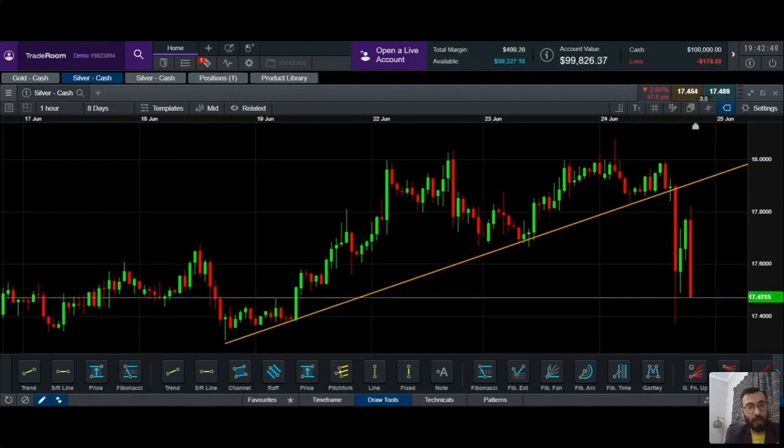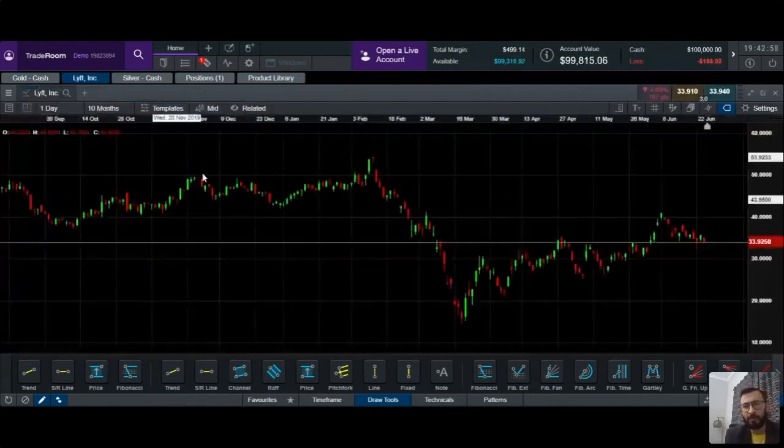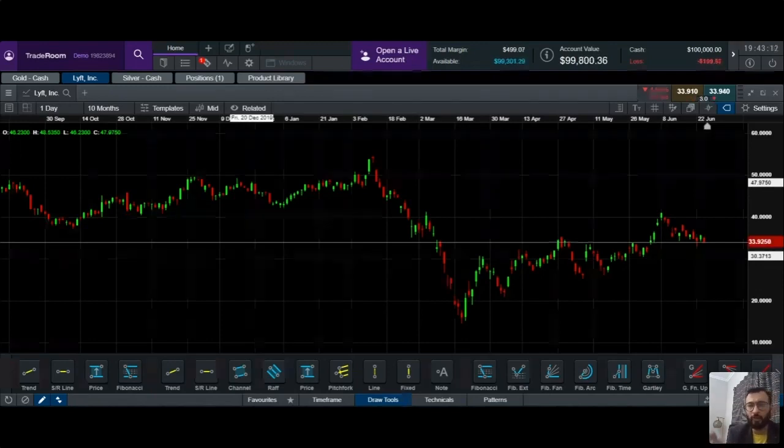See, this is silver. We're going to take another example of a stock as well, since we were talking about the stock. Let's take the example of Lyft. Everybody is, I'm sure, aware of Lyft. Lyft is like Uber. It is in the US. Now for Lyft, we are looking at a daily chart. When we talk about stocks, if you're looking at the daily chart just to identify the trend, let's say you are going to keep this trade for 3 days or 4 days.